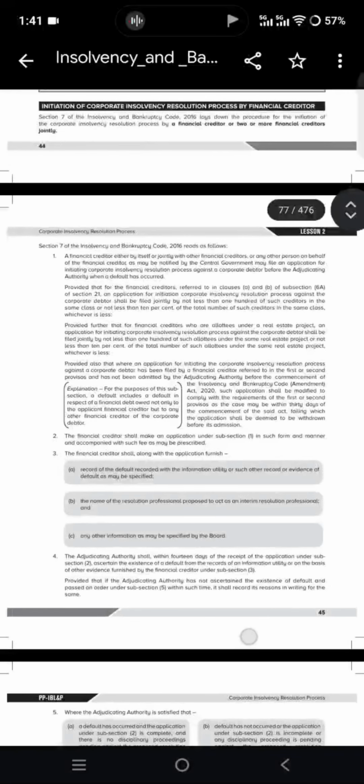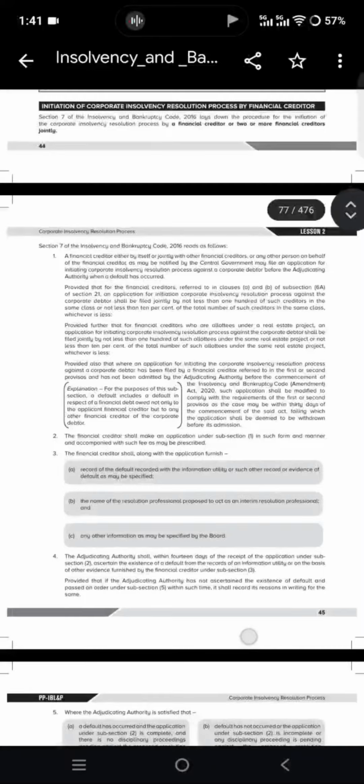The expression operational debt, as defined in Section 5 clause 21 of the Code, means a claim in respect of the provision of goods or services, including employment, or a debt in respect of the payment of dues arising under any law for the time being in force and payable to the CG, any SG, or any local authority, where any corporate debtor commits a minimum default of 1 crore rupees as provided under Section 4 of the Code. A financial creditor, an operational creditor, or the corporate debtor may initiate the CIRP in the manner as provided under the regulations.